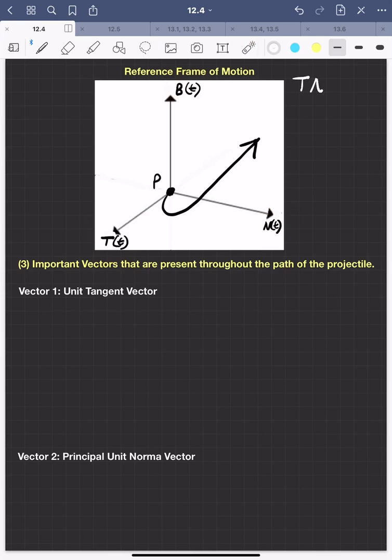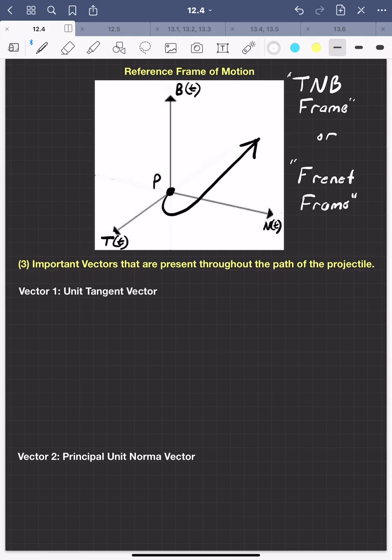what we call a TNB frame. Now, in physics, if I recall correctly, it's normally referred to as a Frenet frame. I believe I'm pronouncing that correctly, Frenet, after the physicist Jean Frenet. So let's jump in. Ready?